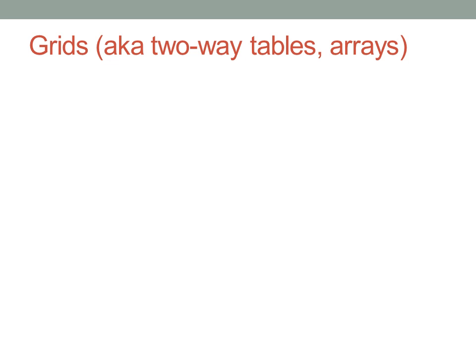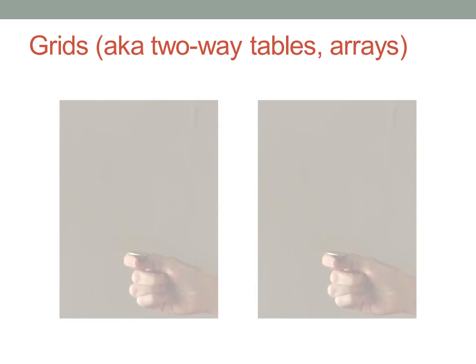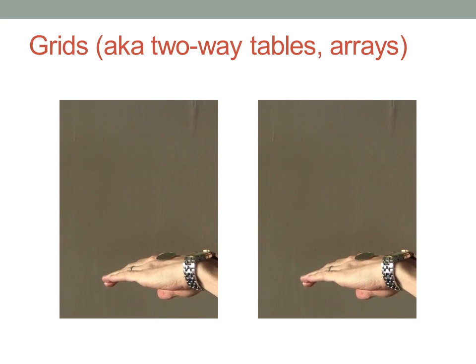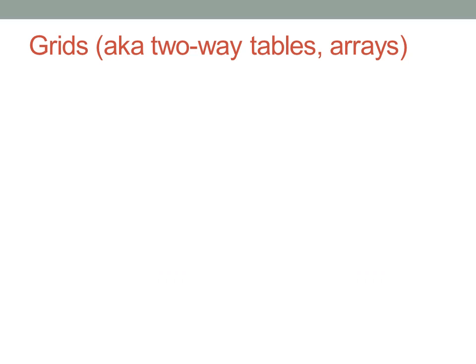Grids, also called two-way tables or arrays, are used to model the sample space for probability experiments involving two independent actions. For example, suppose I toss two coins at once. What does the sample space look like? What are the possible outcomes and what are their theoretical probabilities?